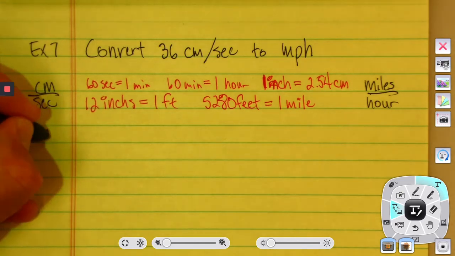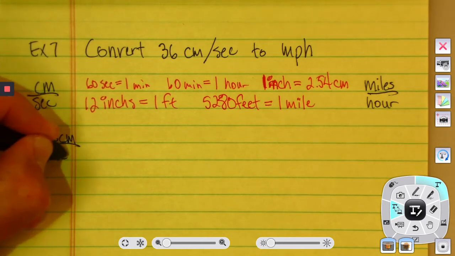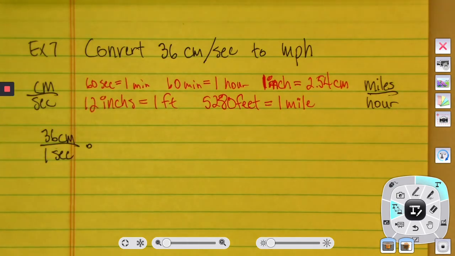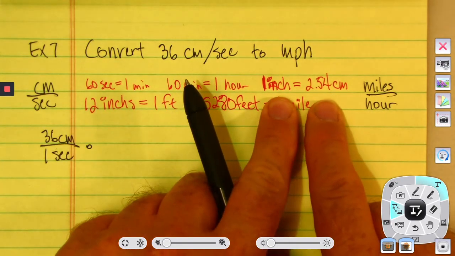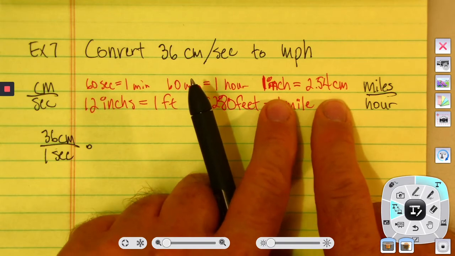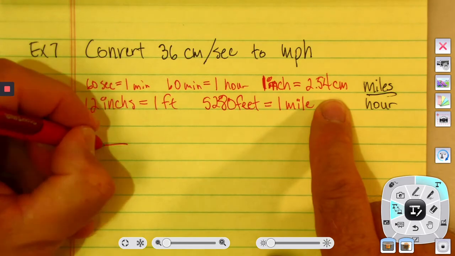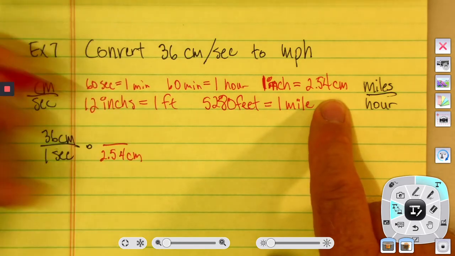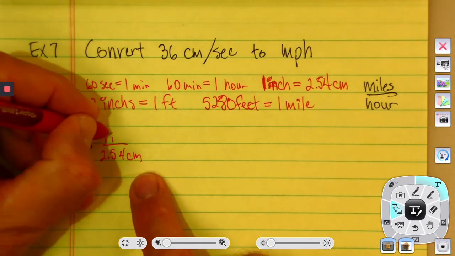So it's 36 centimeters per 1 second. Write that as a fraction. I'll deal with getting rid of the centimeters first. So I'm looking for my conversion factor that has centimeters, and that would be that 1 inch equals 2.54 centimeters, so 2.54 centimeters will go in the denominator, so they'll cancel. 1 inch on top.